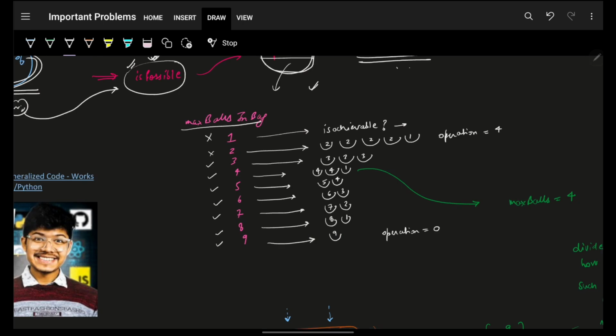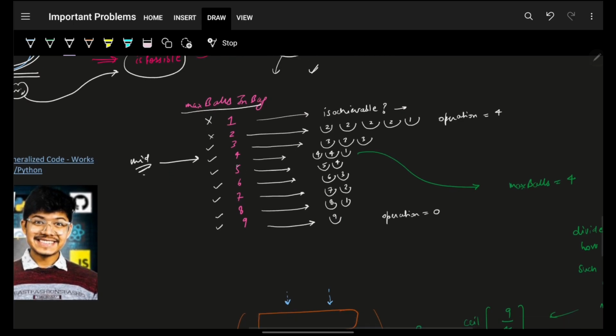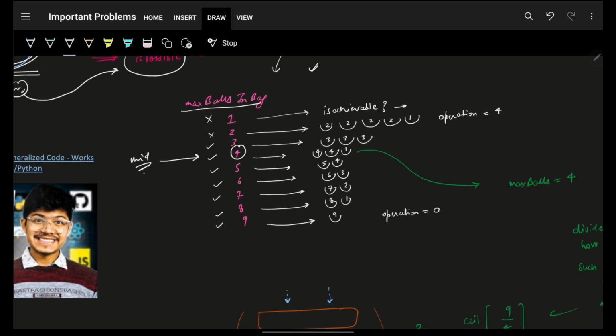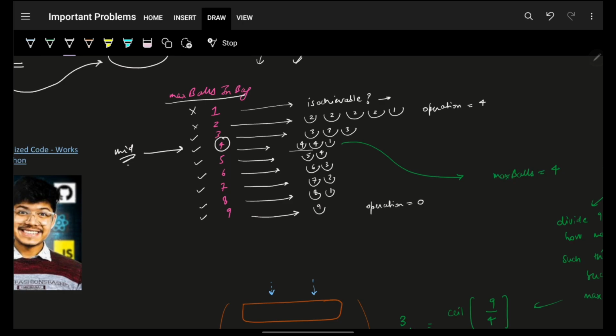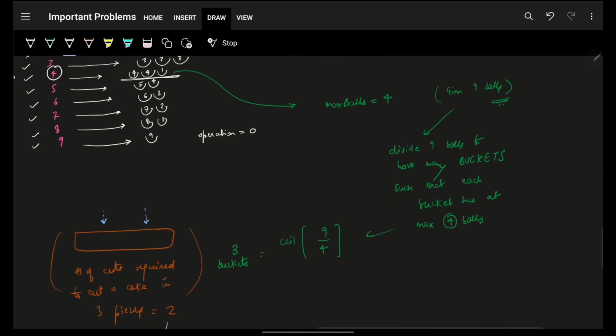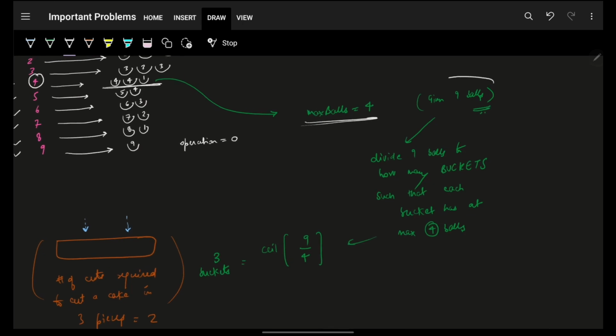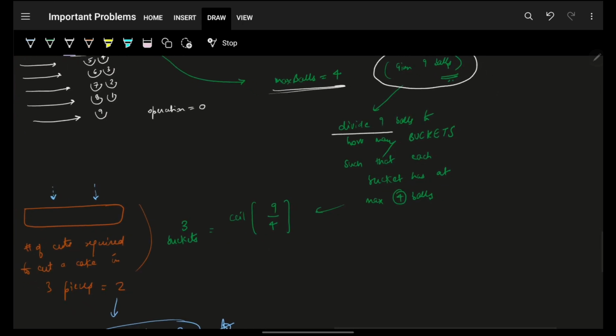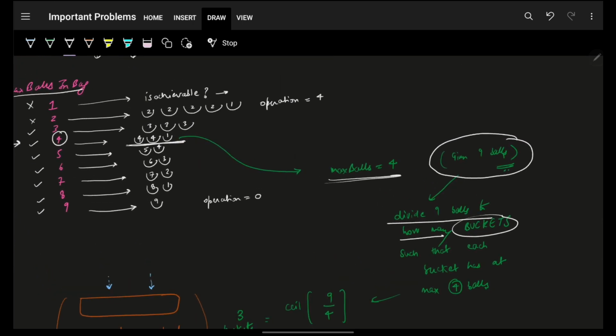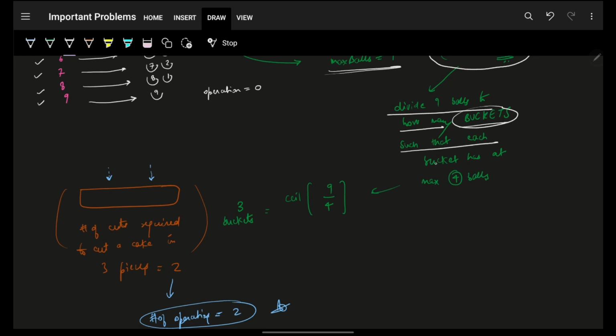So obviously, I need to figure out at any random mid, the mid value will be nothing but the max balls in a bag. I need to figure out how many operations will be required. Firstly, let's say I'm allowed a maximum of 4 balls. Obviously, for that bag, I'm given 9 balls. The task now is to divide those 9 balls into how many buckets, because if you remember, these are 3 buckets such that each bucket has at max 4 balls.